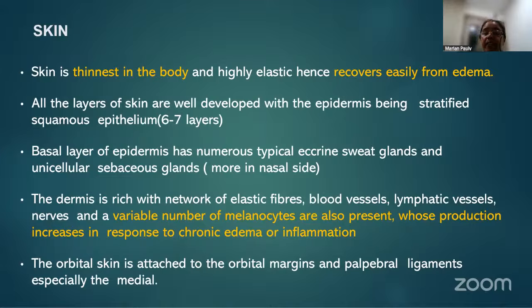The interesting thing is it has a variable number of melanocytes whose production increases with edema and inflammation. This is important as some patients can have periocular darkening, dark discoloration of the skin following chronic edema or even otherwise. This is due to the variable number of melanocytes. The orbital skin is attached to the orbital margins and palpebral ligaments, especially on the medial aspect.